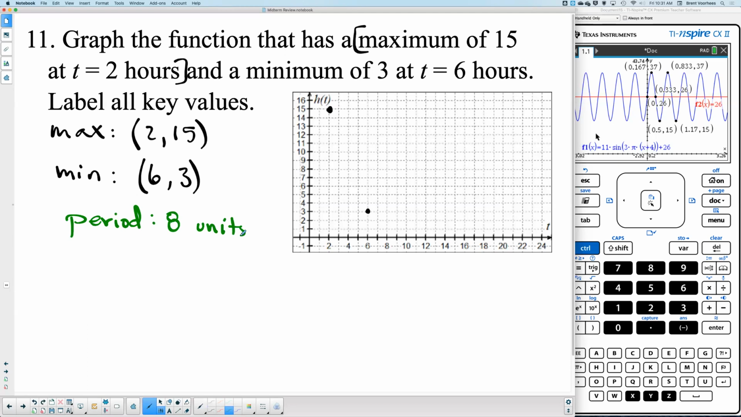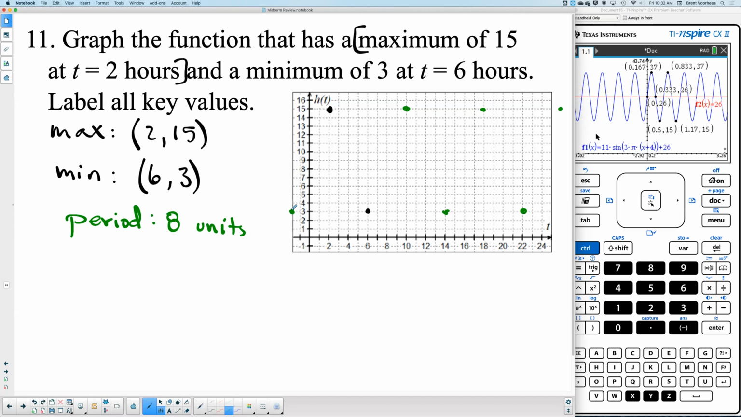Here we go. 1, 2, 3, 4, 5, 6, 7, 8. That would be a period there. We continue counting 8 units for each period. Just stop right there. Okay, so those are the maximums and minimums. Let's go backwards. 8 would be -2, which is right there.